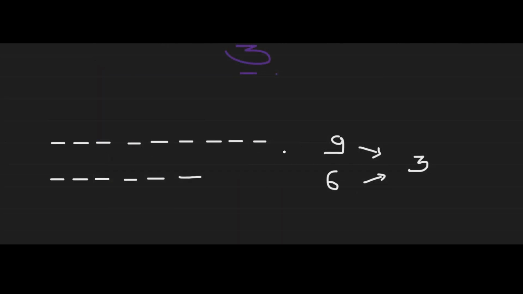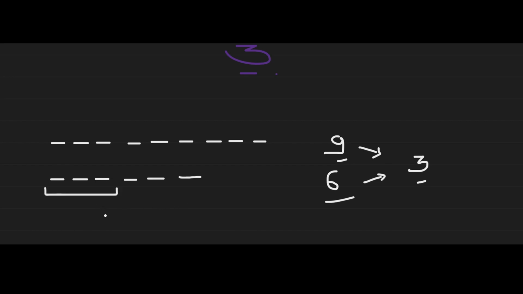For the third approach, let's do a little bit of observation. Let's say the first string has length 9 and the second string has length 6. What is the GCD of 9 and 6? It is 3. So can we say that the GCD string of these two is a substring of length 3?